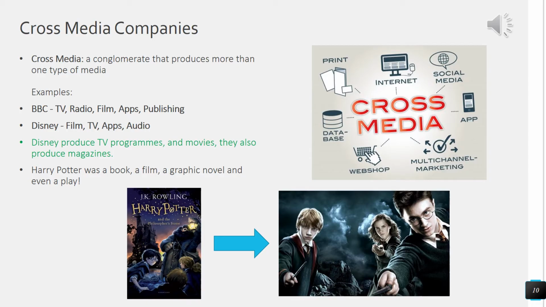Disney is obviously another example we've just looked at. So we've got films, they have TV channels. Again, they have apps and games and things for kids, and they also produce music. Another example of a product in particular that might be cross-media is Harry Potter. Obviously that was a book. It was also a film. They made graphic novels and they've even made a play now as well.